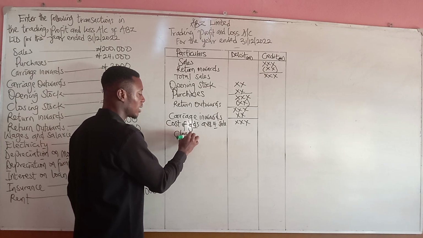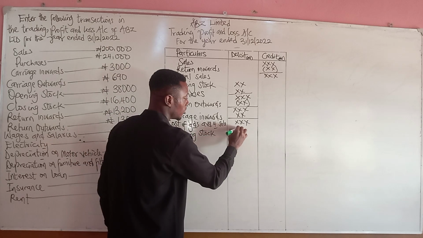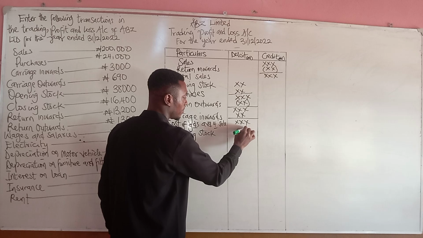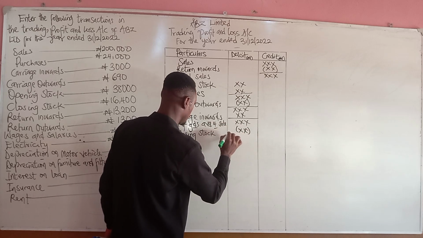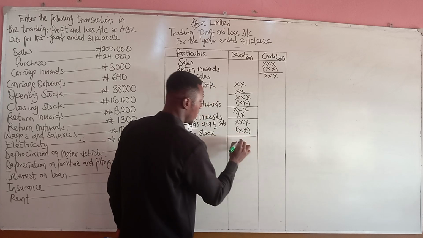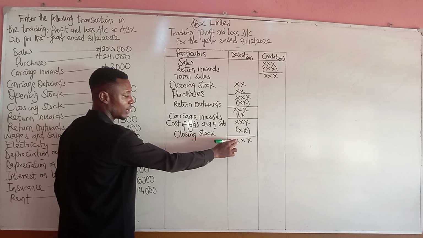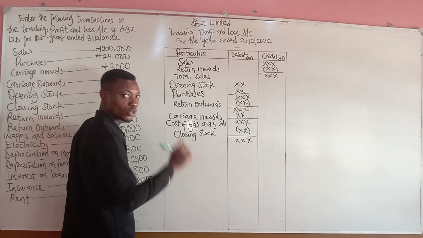We'll subtract our closing stock. Now, let me put my closing stock here, because I'm subtracting from here. Once I subtract, this figure here now becomes what? Cost of goods sold.